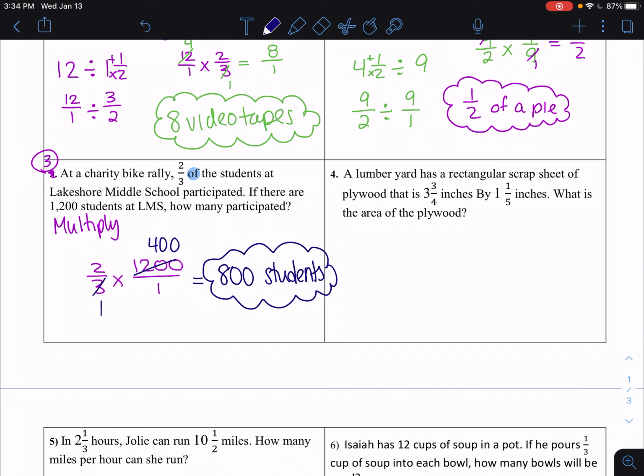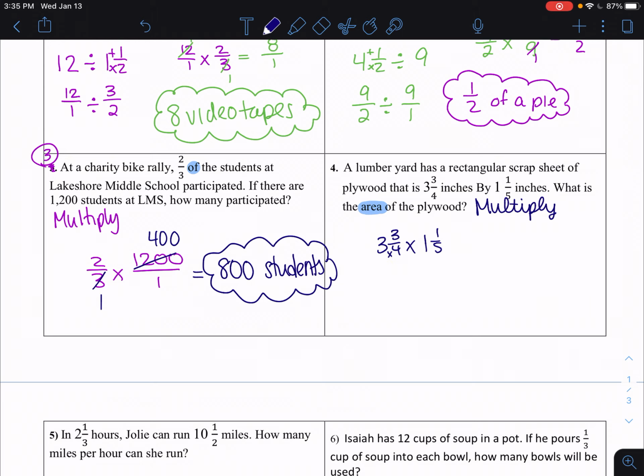Number 4 says a lumber yard has a rectangular scrap sheet of plywood that is 3 3/4 inches by 1 1/5 inches. What is the area of the plywood? So that word gives away that it's multiplication. So I'm going to do 3 3/4 times 1 1/5. This is a mixed number times a mixed number, so I have to change them to improper fractions first. So 3 times 4 is 12, plus 3 is 15 over 4, times 1 times 5 is 5, plus 1 is 6 over 5. This is multiplication, so no keep change flip here. We're just going to cross cancel and multiply.